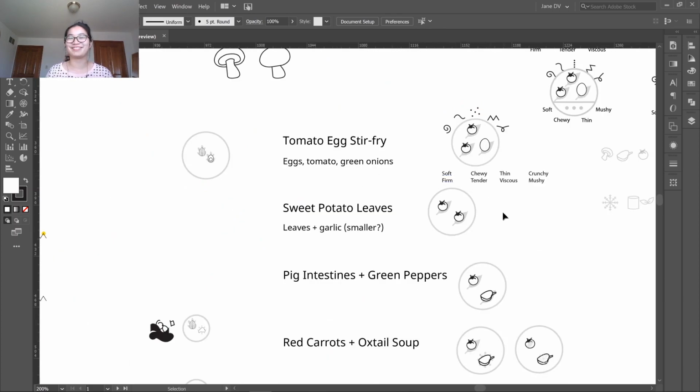So I restructured the circle around. I made some space on the bottom to put textures, and these are the textures I decided on. I thought this was very encompassing. It's also easy to understand in lay terms.